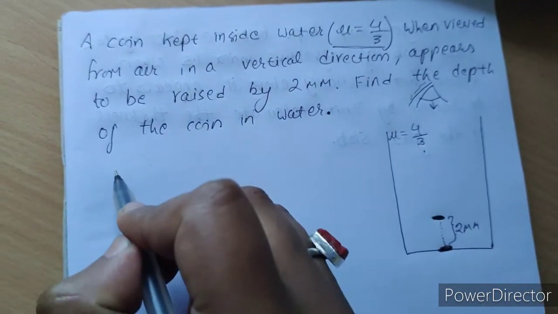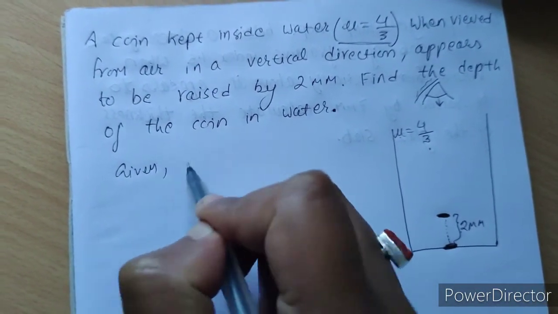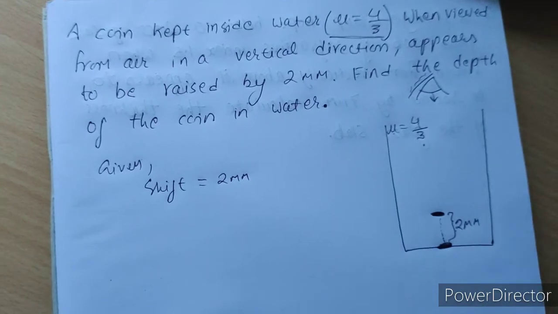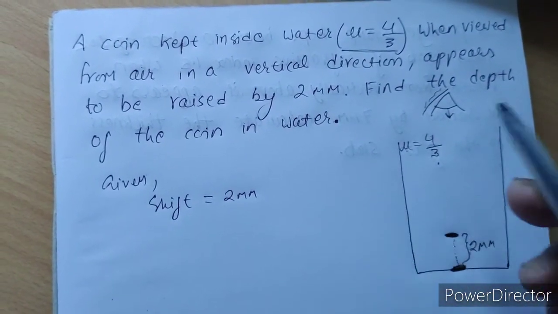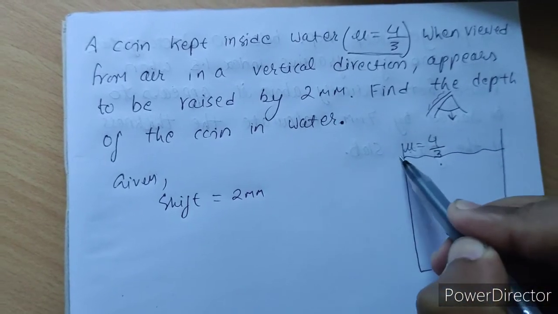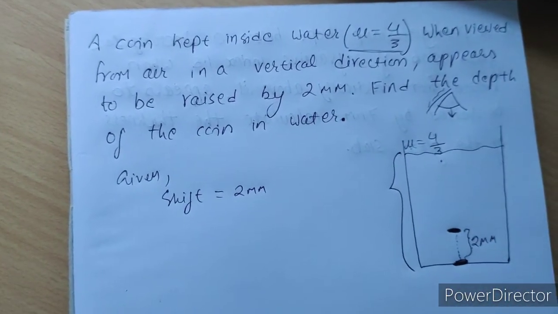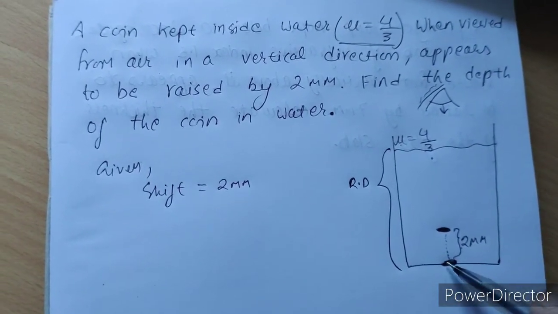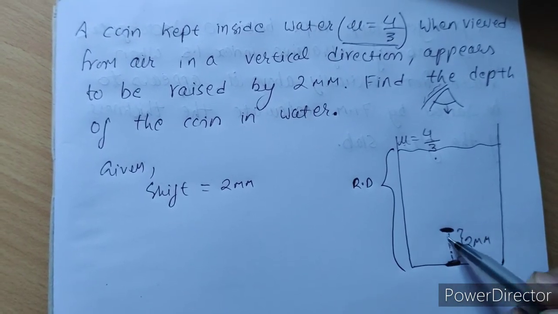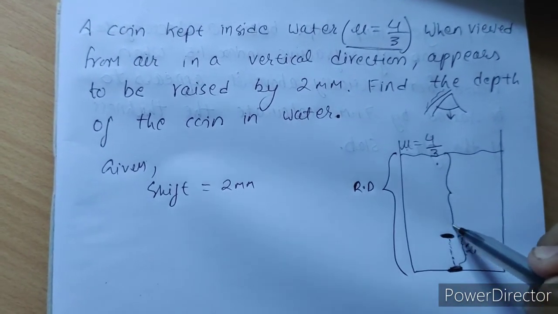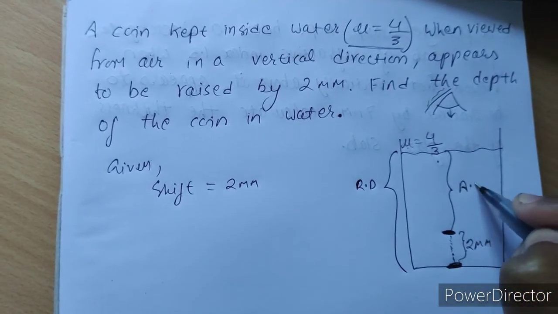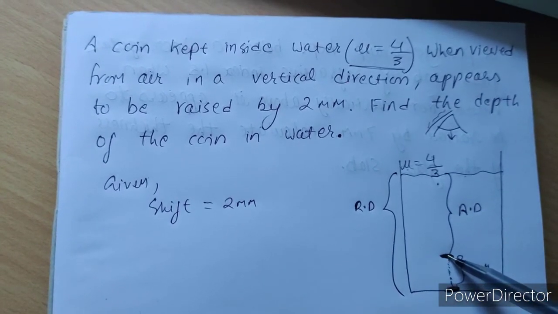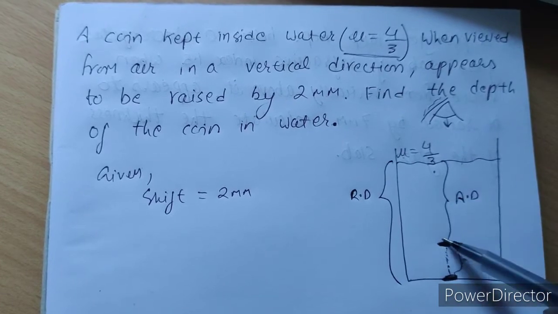So first I will start with what is given: the shift is 2 mm. Now, what is the question? Find the depth of the coin. Suppose this is the water and this is the depth of the coin, which is also called real depth. Since the coin is raised by 2 mm because of refraction, this apparent position is called apparent depth.